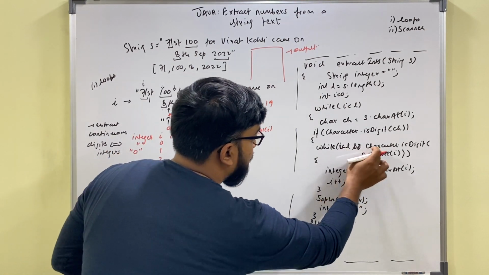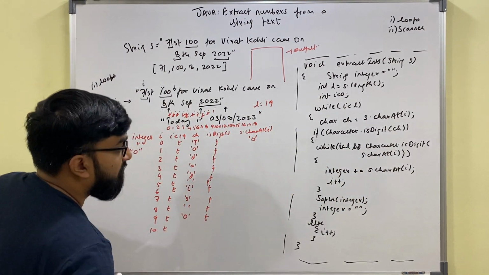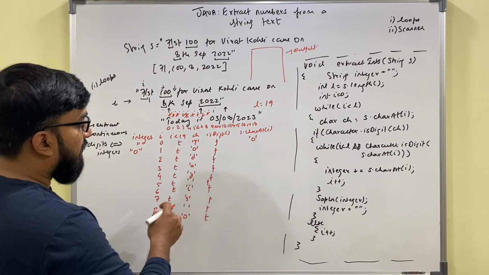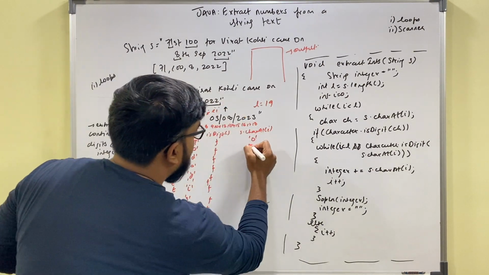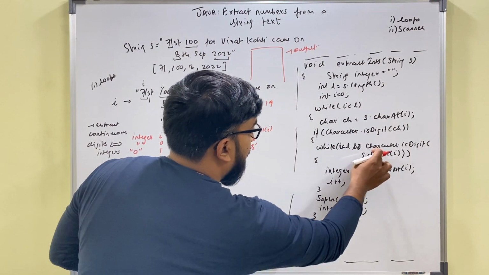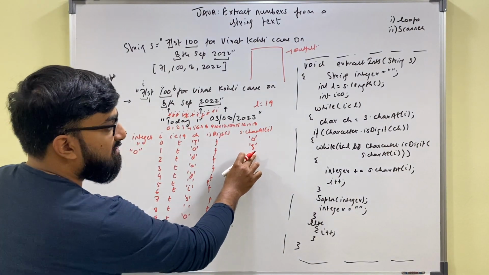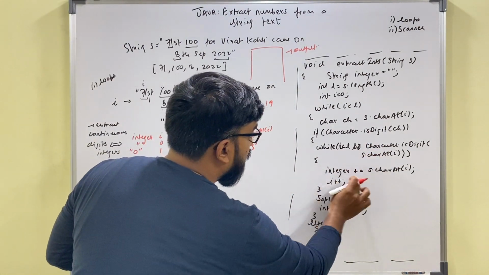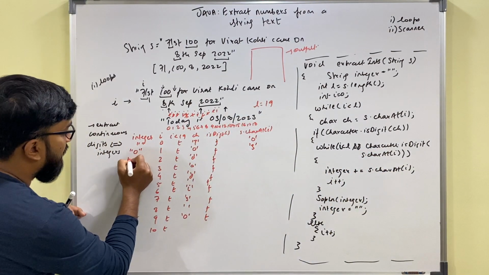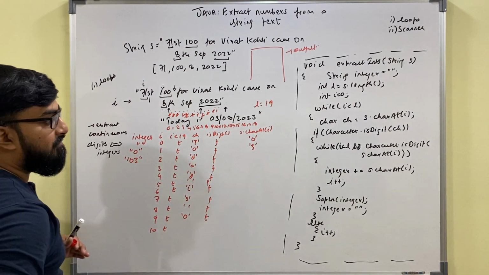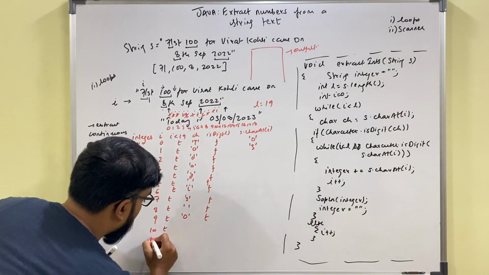You go back to check for these conditions, I is less than L is true. Okay, character dot isDigit of s dot charAt I, s dot charAt I is now 3. This character dot isDigit of s dot charAt I is true because 3 is a digit. These two conditions are true. You do integer plus equal to s dot charAt I, integer becomes 03. Okay, you do I plus plus, I becomes 11.